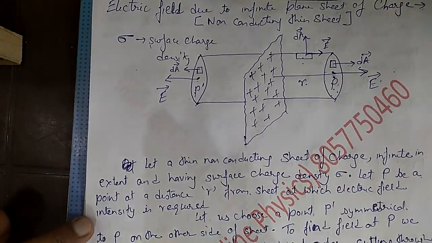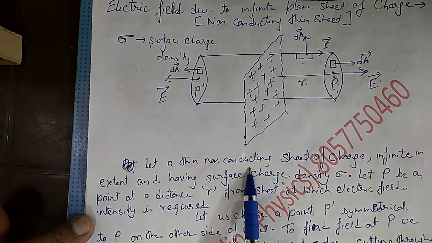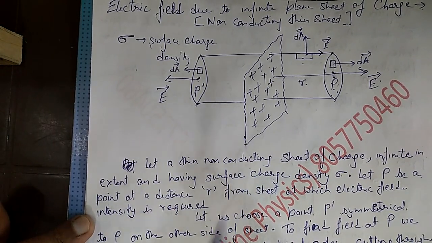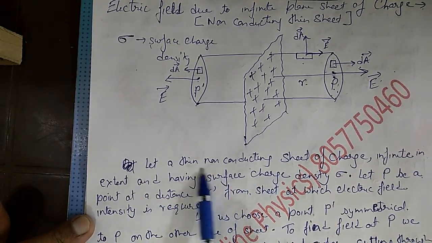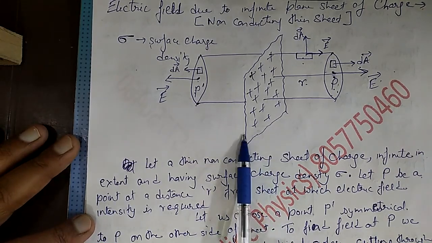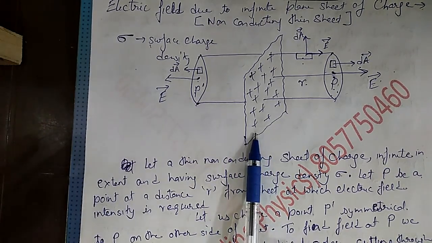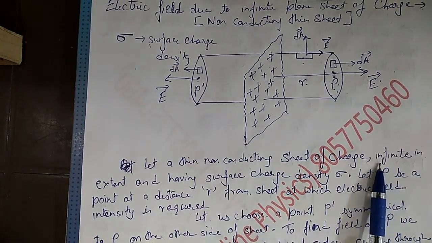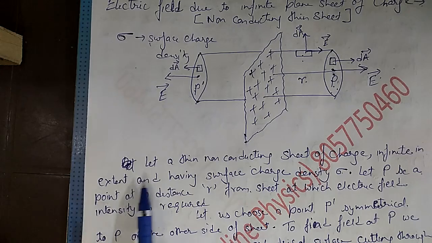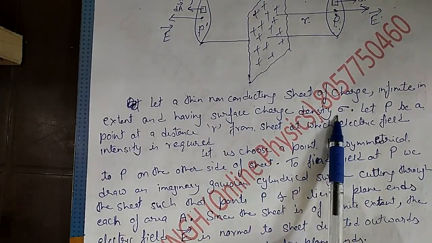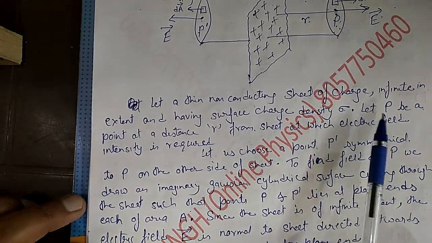Now continuing. Let a thin conducting sheet of charge. Remember, it's a non-conducting sheet. That was my mistake. Let a thin non-conducting sheet. Now when I say non-conducting, it means when we give charge to it, the charge resides at its place. It never changes its position. The sheet is infinite in extent and having surface charge density sigma. Unit is coulomb per meter square, charge upon area.